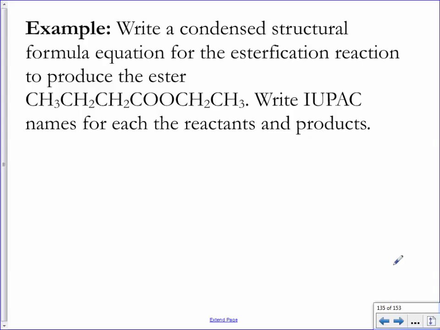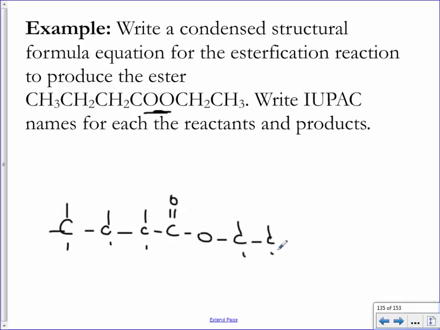Okay, let's go backwards. Let's say we made this ester. How do you know this is an ester? Yeah, you see this little bit right here? That's an ester. So first, let's draw this ester, and let's try to figure out how we could have made it. So, CH3, CH2, CH2, then C. So then the 2 O's means that one's going to have to go up, one's going to go over, and then keep going with the CH2, and cap it with the CH3.